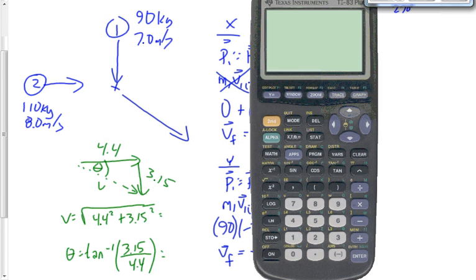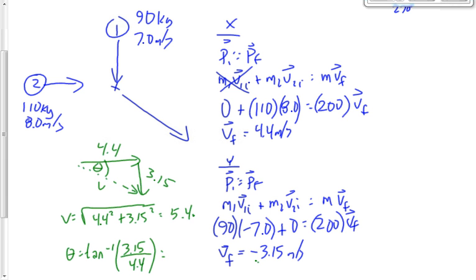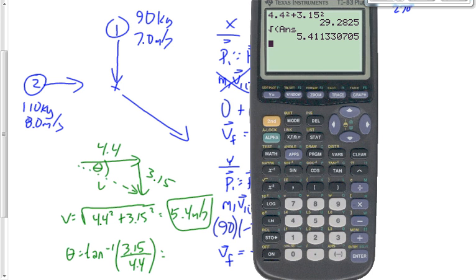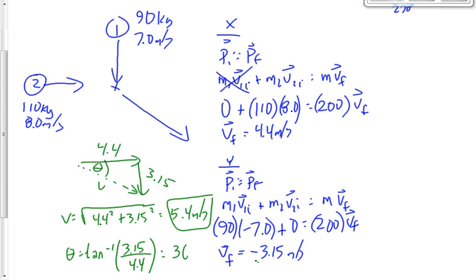Let's have a look at this on our calculator. We're going to say 4.4 squared plus 3.15 squared, equals, and then square root it all. 5.4 at an angle of, say, the inverse tan function of opposite 3.15 over adjacent 4.4. 36 degrees. Is that good? Yep.